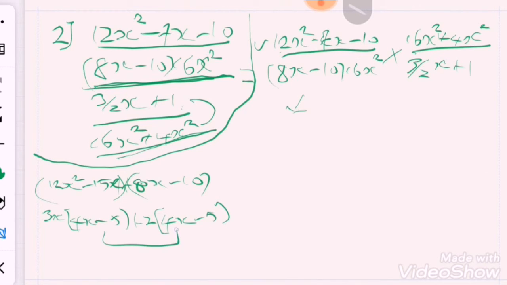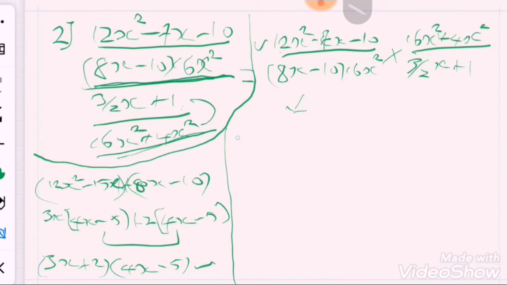So since these two are the same, I write out the factors to be 3x plus 2, again, 4x minus 5. Okay, so here I will have to put the factors now. Substitute this expression with the factors, these factors here.